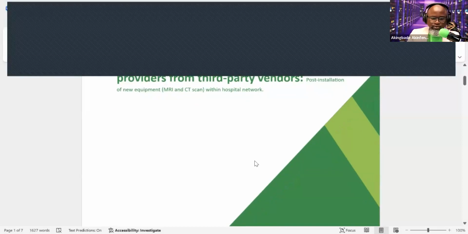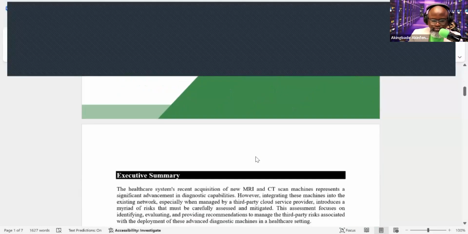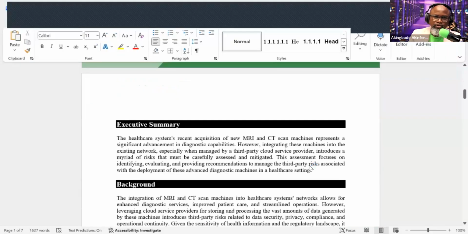Let me share my screen. All right, let's quickly go. Let me show you, this is a very good use case. This is the summary. We all know the story already. It's a hospital system with MRI, CT scan, X-ray machine.